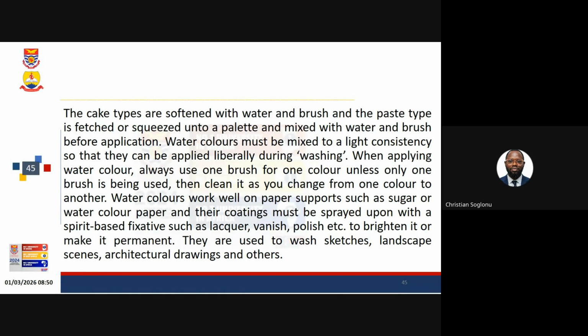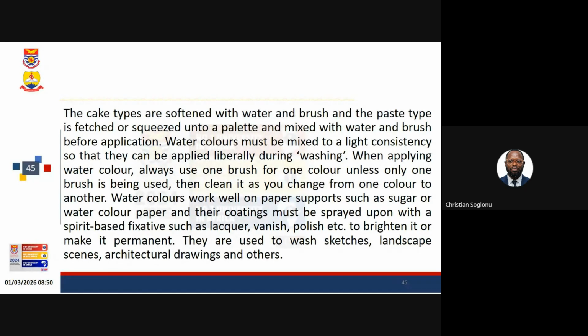Other coatings must be sprayed with a spray-based fixative, such as lacquer, varnish, polish, etc., to brighten it. It makes it permanent. They are used to wash sketches, landscapes, scenes, architecture, and drawings and others.